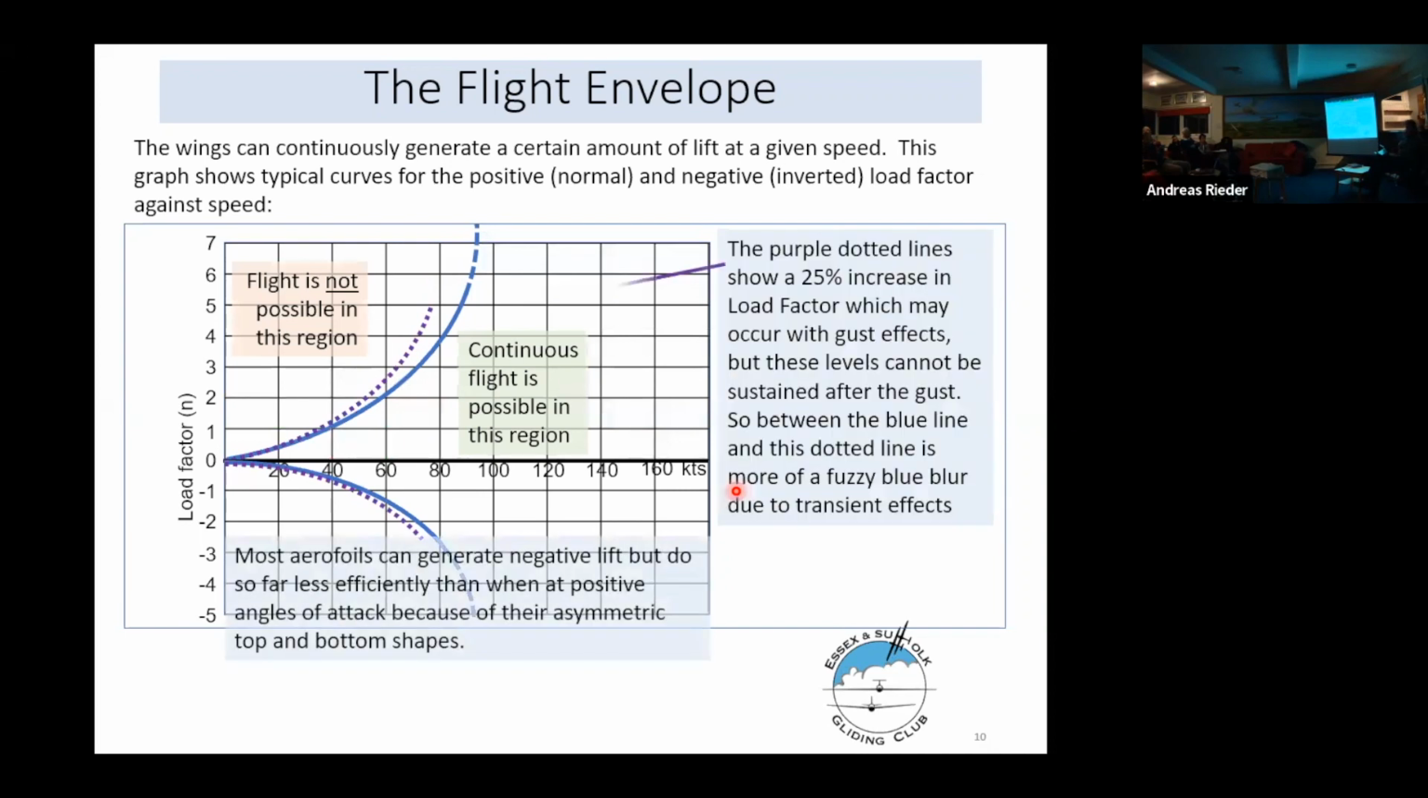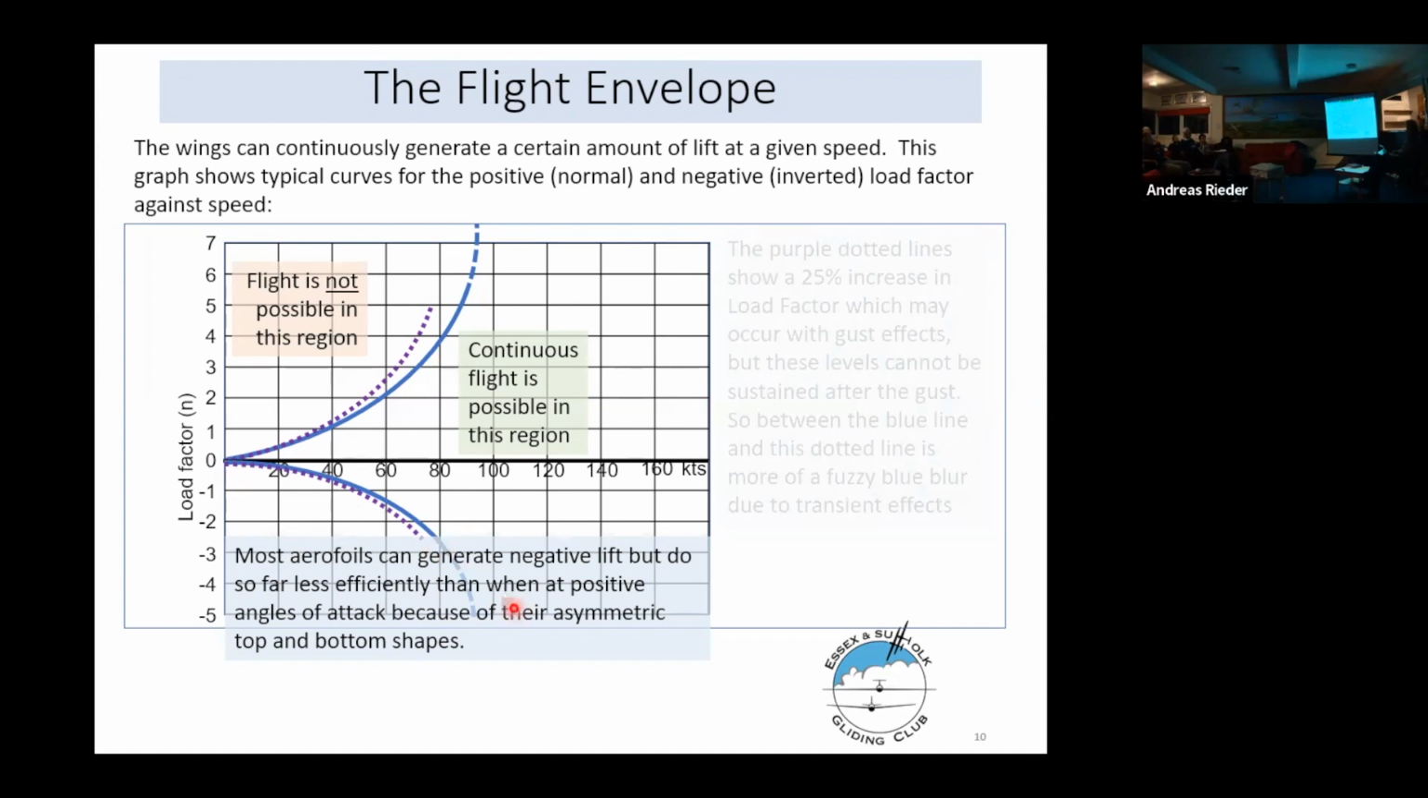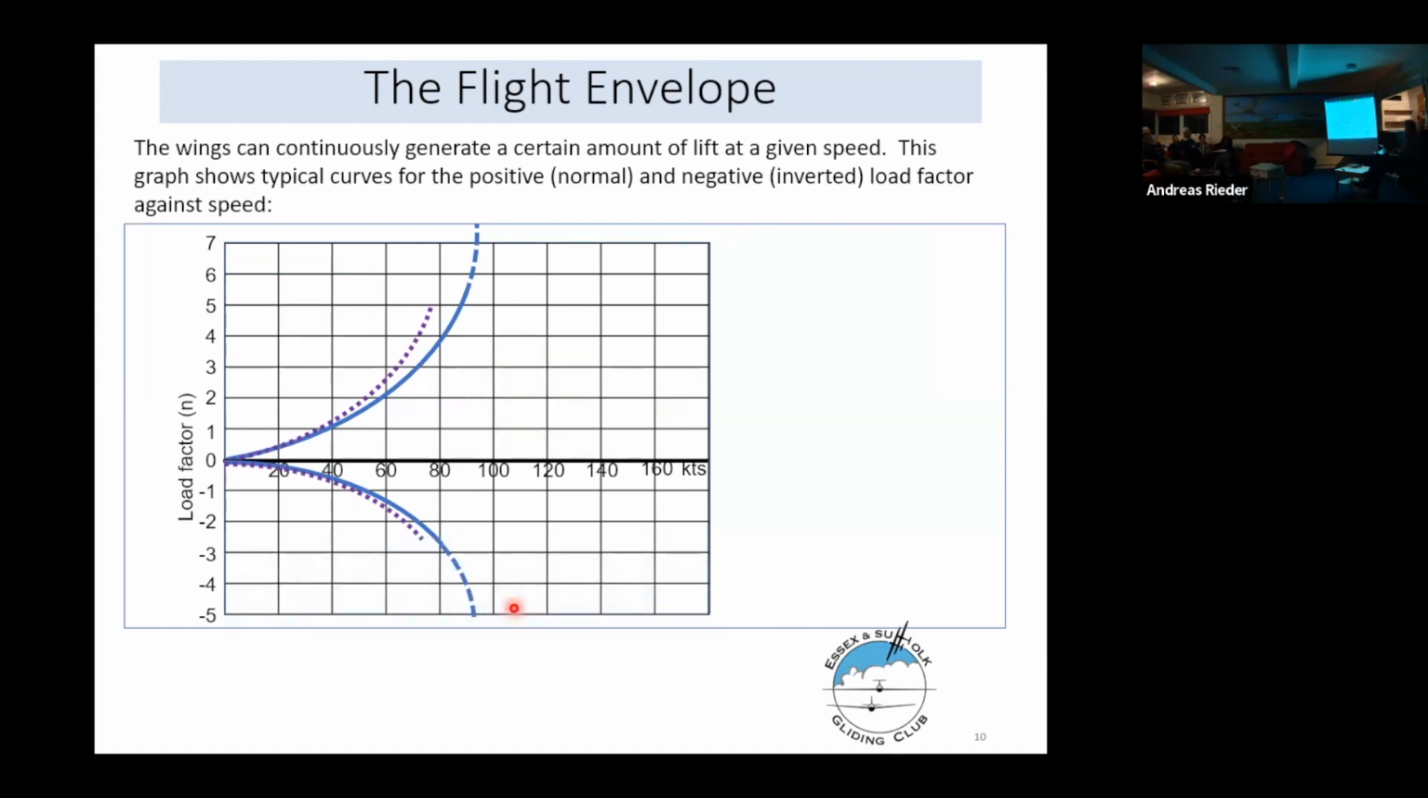I've just explained that the purple dotted line is a 25% increased load factor. And I've also explained that most aerofoils would work in the positive G sense and the negative G sense, but less effectively in the negative G sense. Let's get rid of that text. So that explains those two curved lines and the purple dotted line.